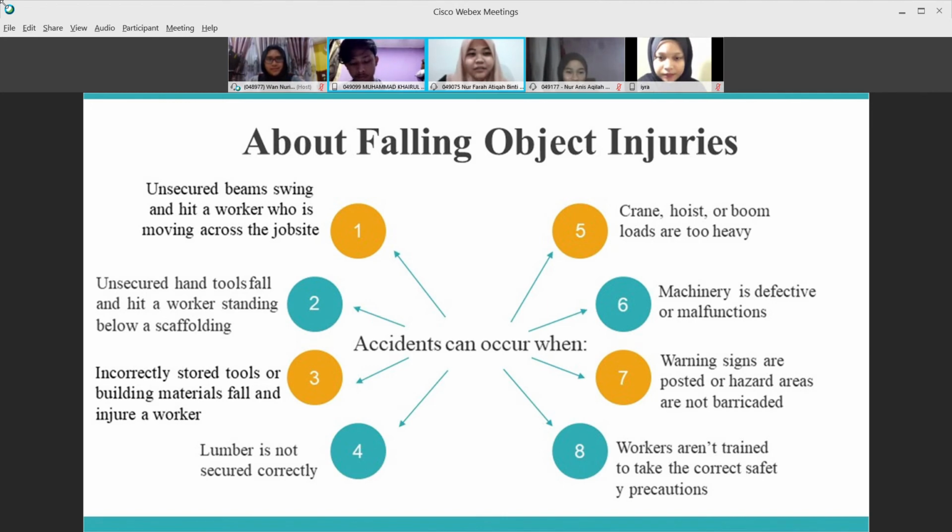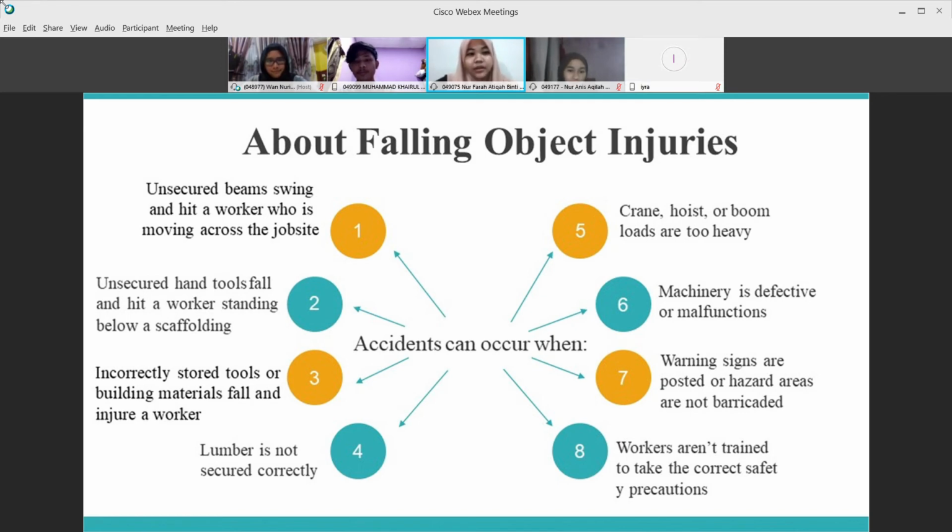Okay, falling object injuries. Business owners, supervisors and managers have a legal responsibility to provide a safe working environment. If one of their employees has sustained injuries due to a falling object, they may be entitled to workers' compensation benefits. Falling object injuries can be caused by a wide range of working conditions. However, there are many types of accidents that are most common in the construction industry.